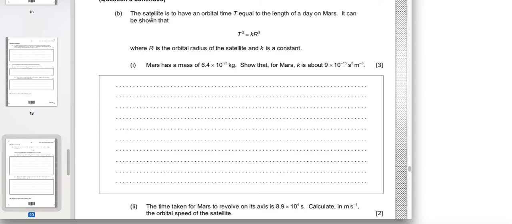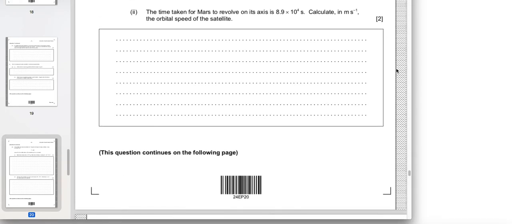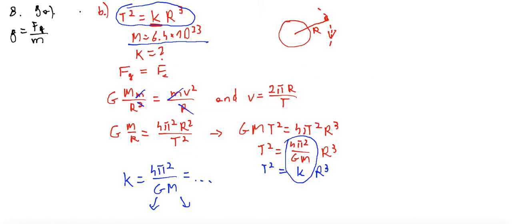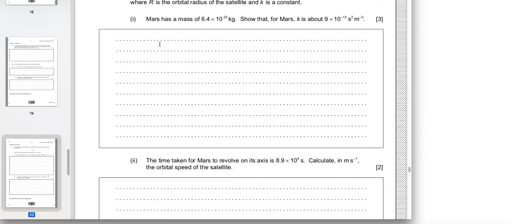Okay, it's written. The satellite is to have an orbital time equal to the length of day on Mars. What does it mean? It means that this is a geosynchronous satellite. Okay, we are doing 8 and we have to do also 9a. Let's go back to the exercise. So this is 8b2.